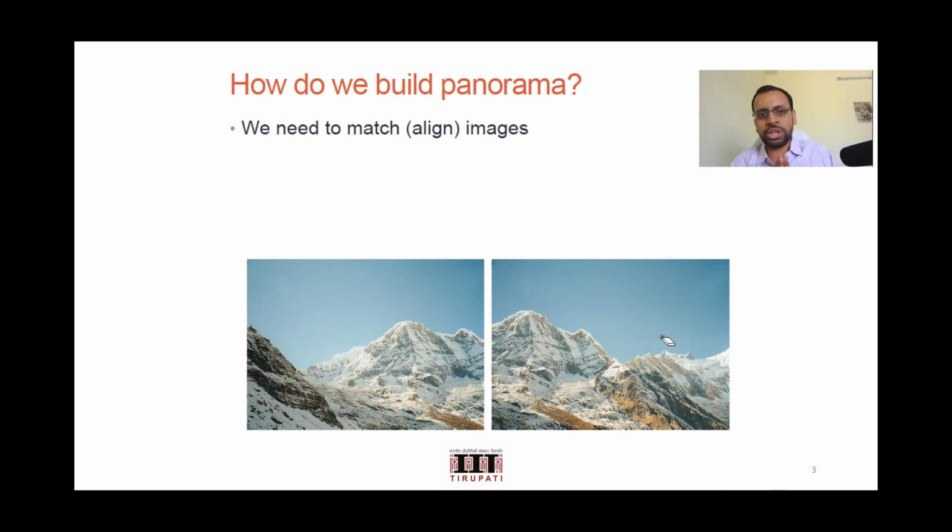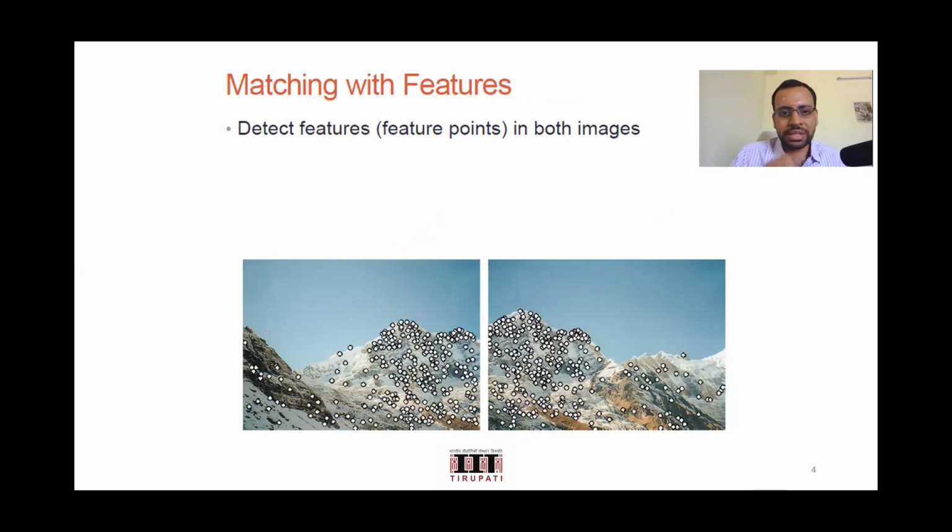Now, what do you think should be the desirable properties of these key points? Let me make it more specific. Assume that I have an algorithm. I run that algorithm on this image, and then I run the same algorithm on this image. Once I run it here, it should give me some points here, like this.